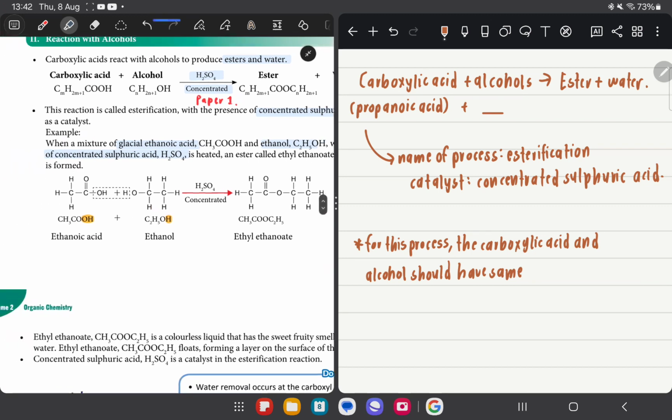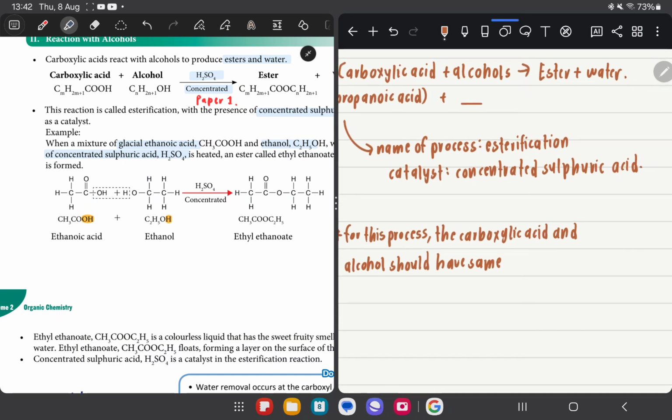Okay, sebab you see here dia saying ethanoic acid. Ethanoic acid maksudnya how many carbons? 2 carbons. Nampak tak 2 carbon? And we use ethanol, 2 carbons. So dua-dua ada 2 carbon sahaja. So it should be the same.